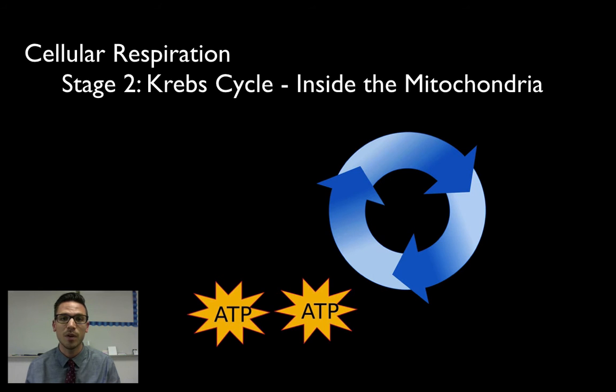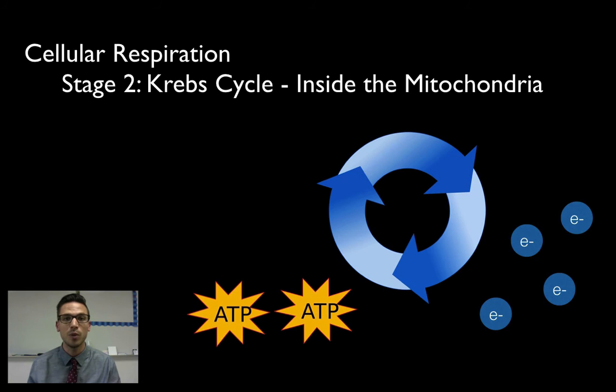What else do we get out of the Krebs cycle? We get some more of those high energy electrons, which again will be used at the last step along with the ones that we got from glycolysis. So again, to recap the Krebs cycle, we took pyruvate, we got 2 ATP, we got rid of some carbon dioxide, and we've gotten more of these high energy electrons.